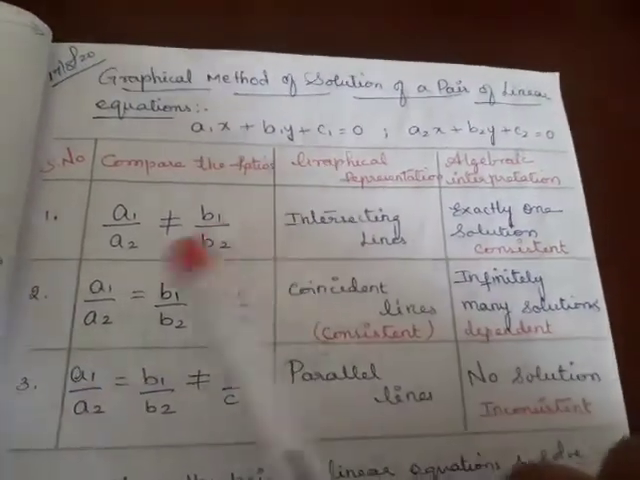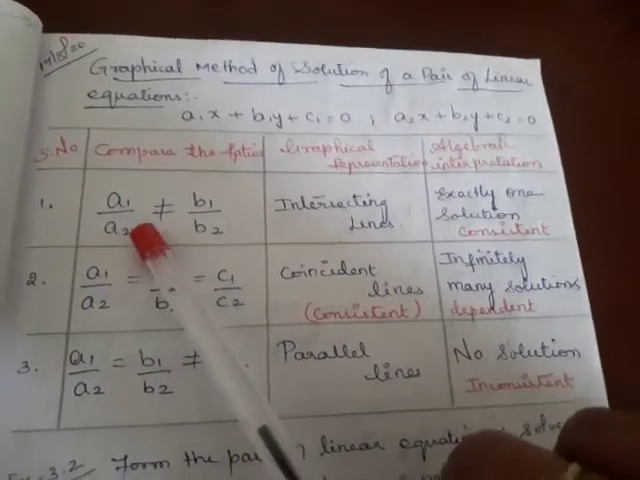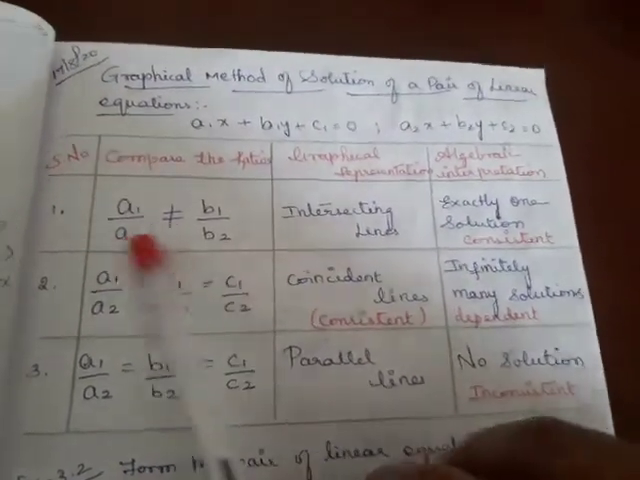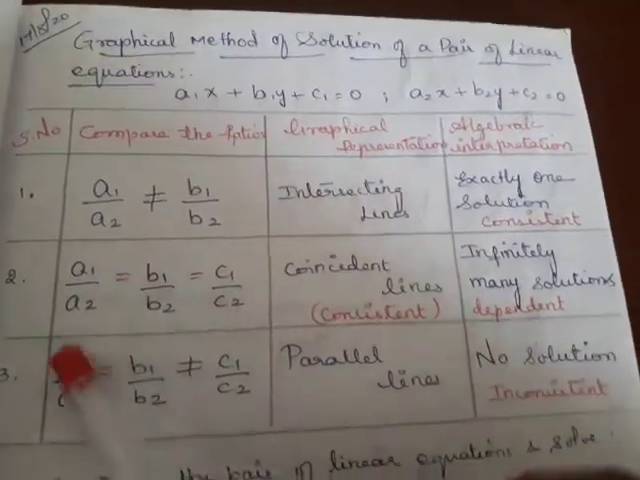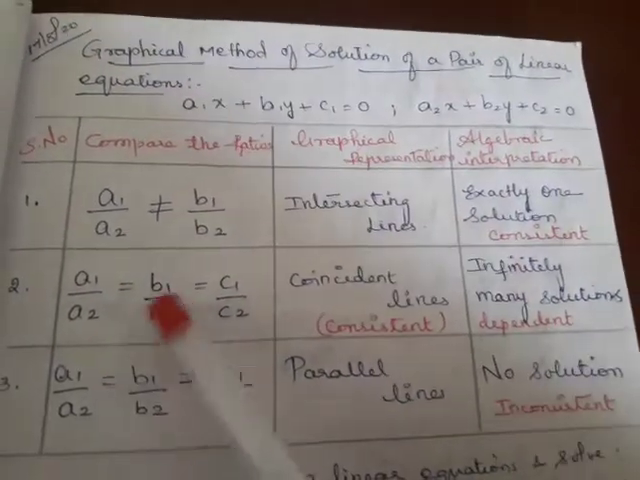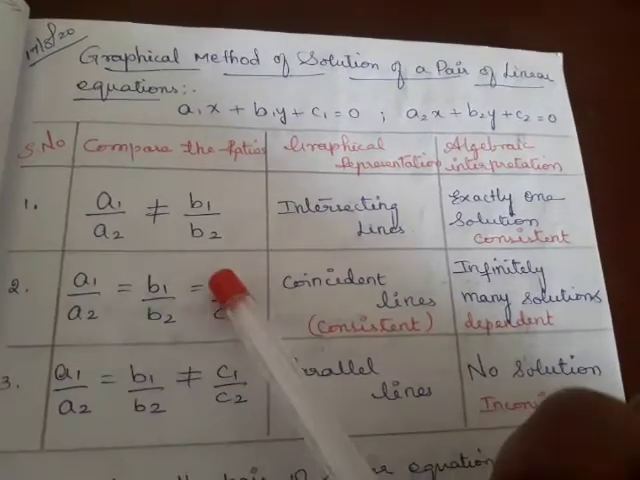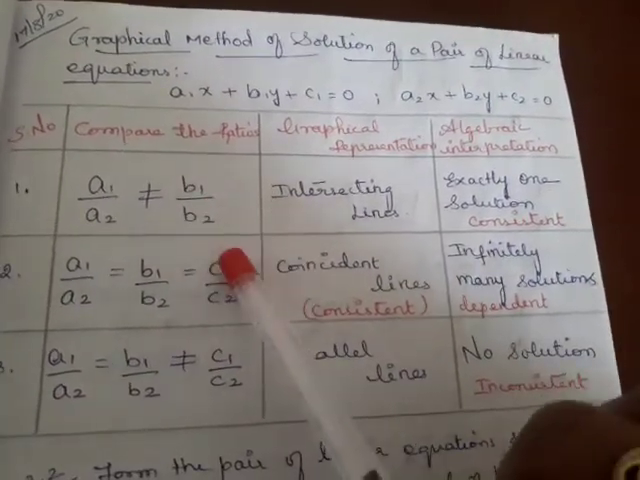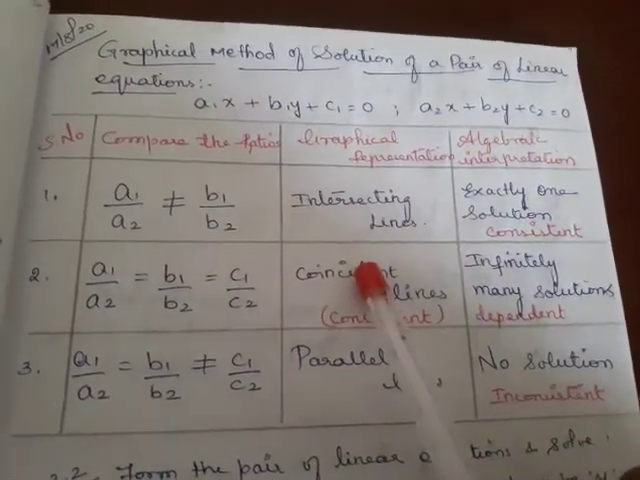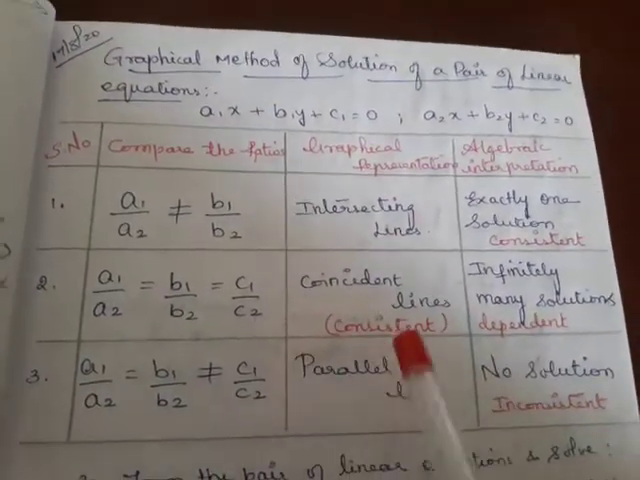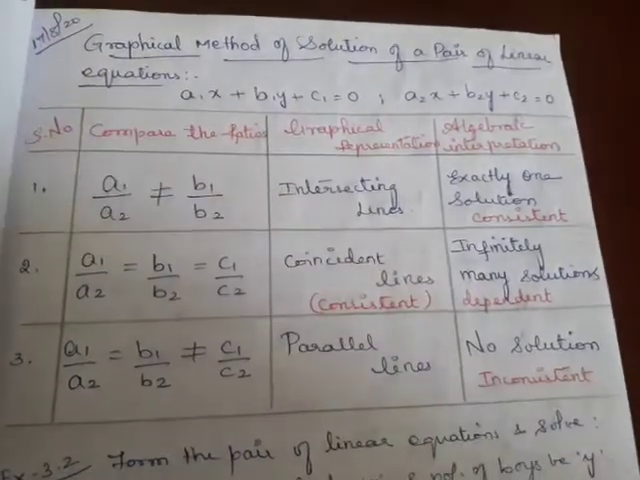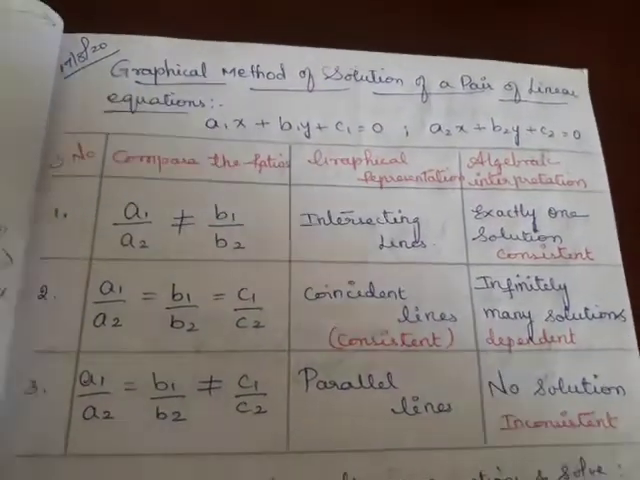I told you, first go for checking the coefficients of x and y, a1, b1, a2, b2. If they are not equal, they will have a unique solution. If they are equal, then check for the constant. If the constant is also equal, they are coincident lines, all are equal. If the constant is different, then they are parallel lines, they don't have any solution, right? Now let us move on to the exercise.